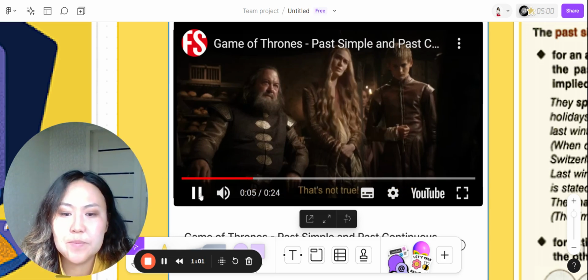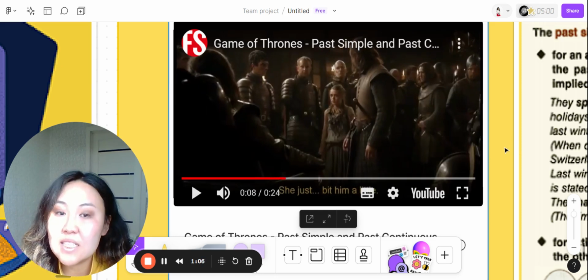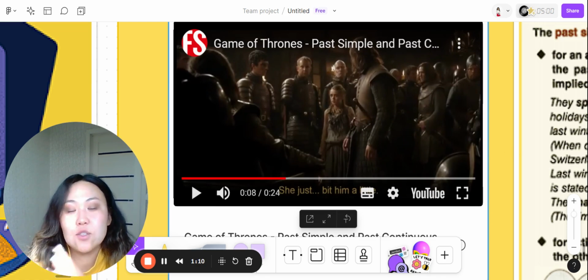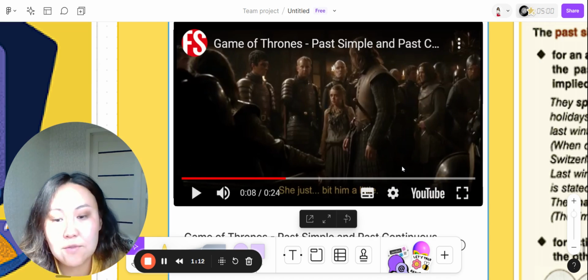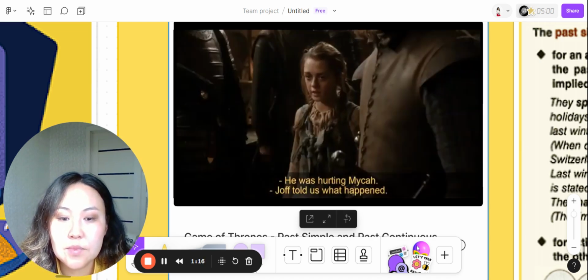Next one. That's not true. She just bit him a little. Here we can see the second form of the verb bite. So she just bit him a little, the second form.